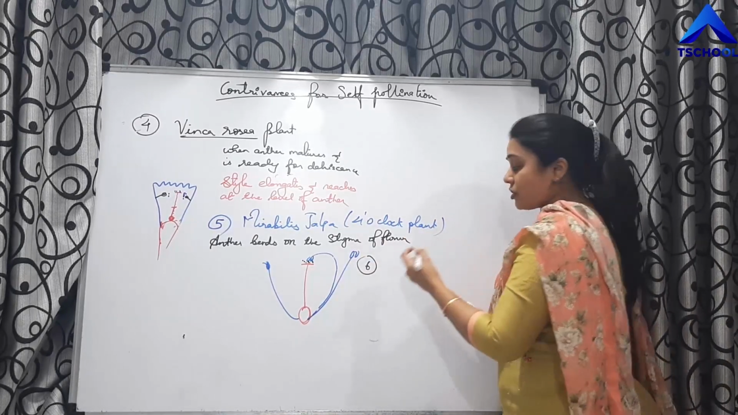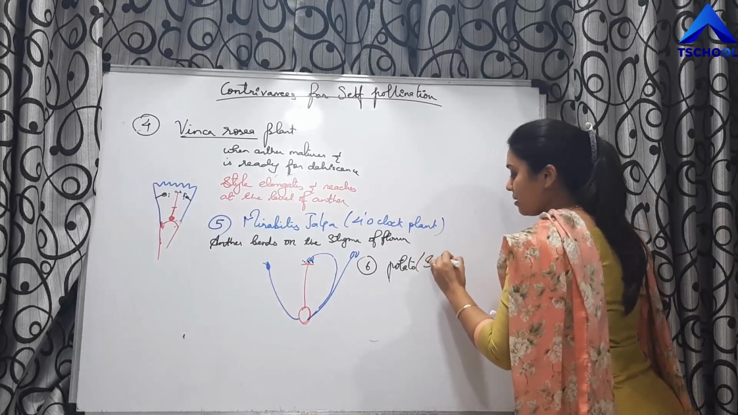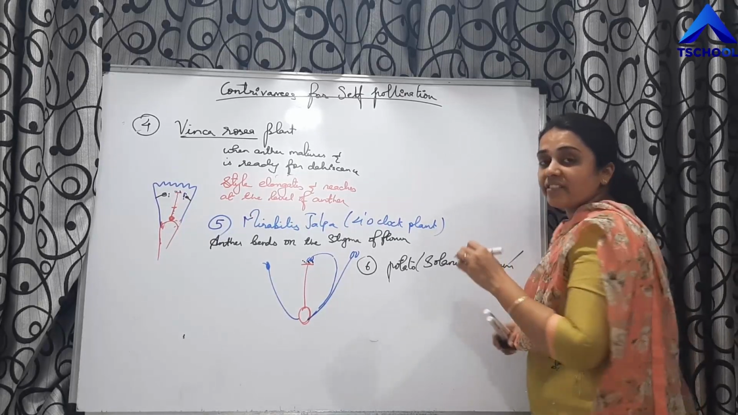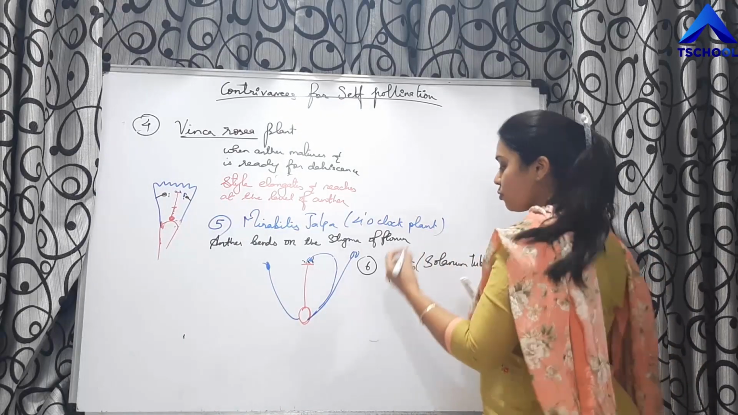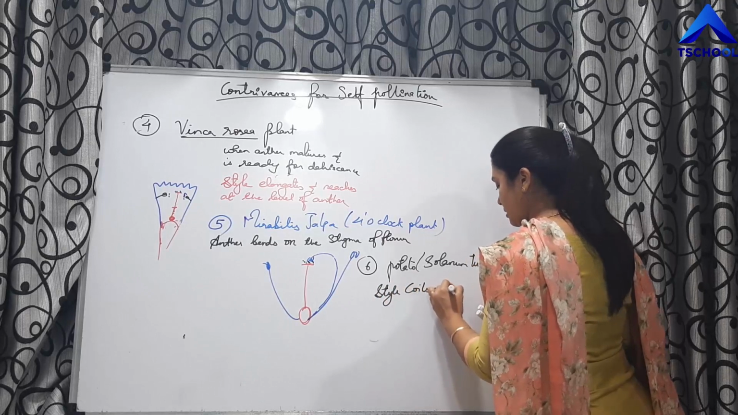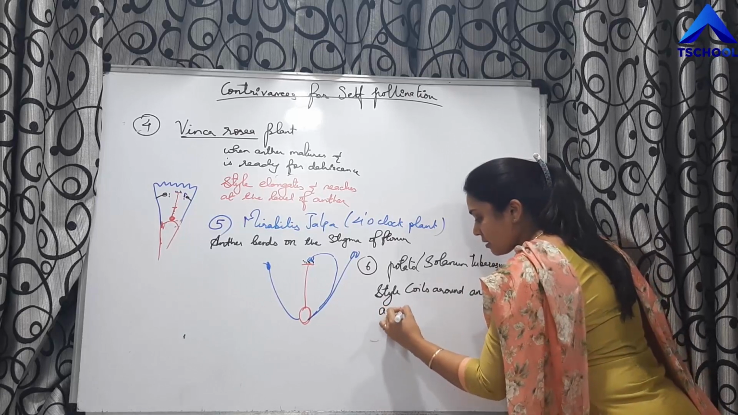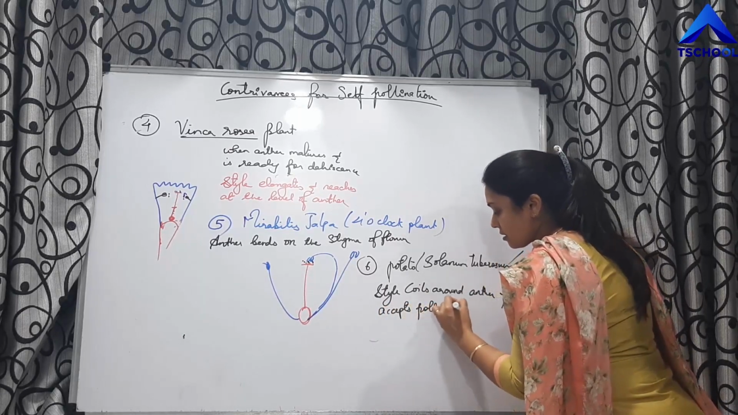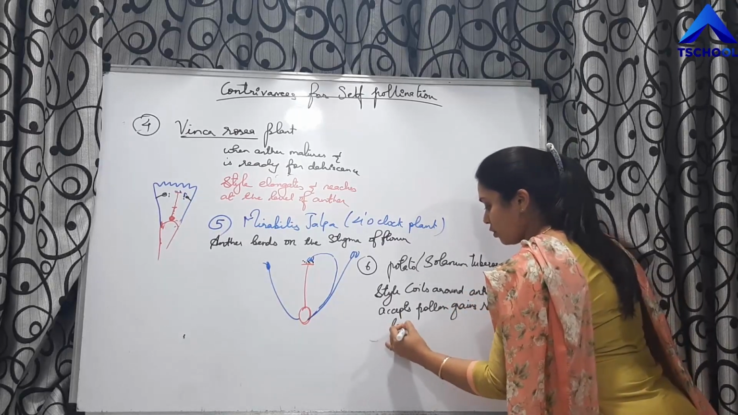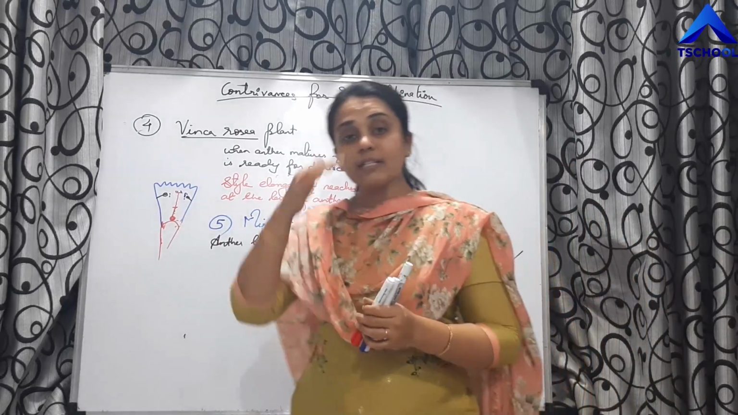So that is one more adaptation for self-pollination. One more adaptation is seen in potato plants, that is Solanum tuberosum. Again, when the anther is mature and ready for dehiscence, what happens? The style coils around the anther and accepts the pollen grains released from the anther. So these are some of the adaptations which favor self-pollination.